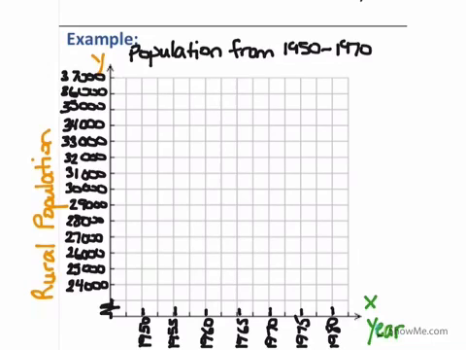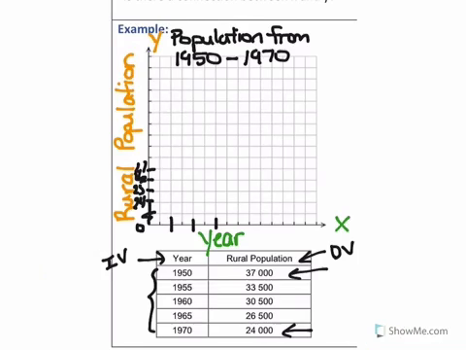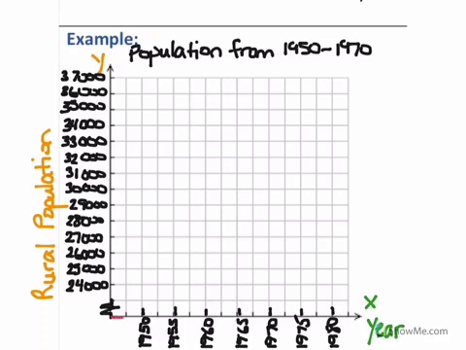Okay, so the very first point, let me just go back here for a second, is 1950 and 37,000. So this is our x and this is our y. Okay, so starting from the origin, we're going to go to 1950. We're going to go all the way up to 37,000, and then we're going to put our dot. So don't draw those arrows because they're distracting, and just the one dot. All right, now you're going to go through each of those and draw the other dots.